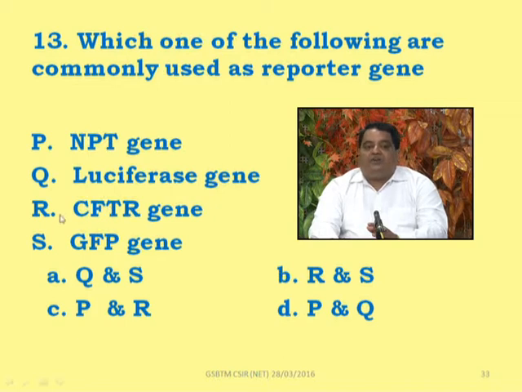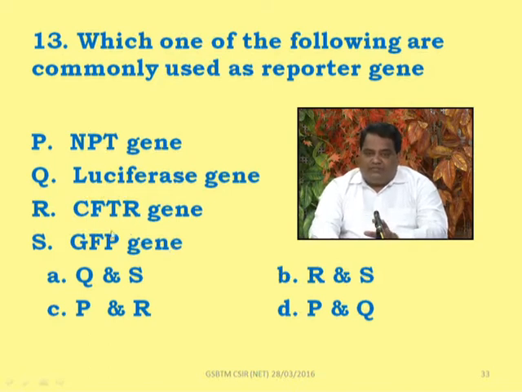CFTR is called the cystic fibrosis transmembrane regulator gene. This cannot be used as a reporter gene. This is responsible for a disease we call cystic fibrosis. Cystic fibrosis is a genetic disorder and it appears because of several mutations in the cystic fibrosis transmembrane regulator gene. Then another one is the green fluorescent gene.